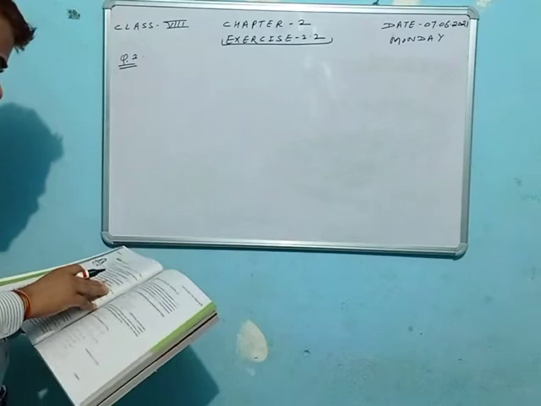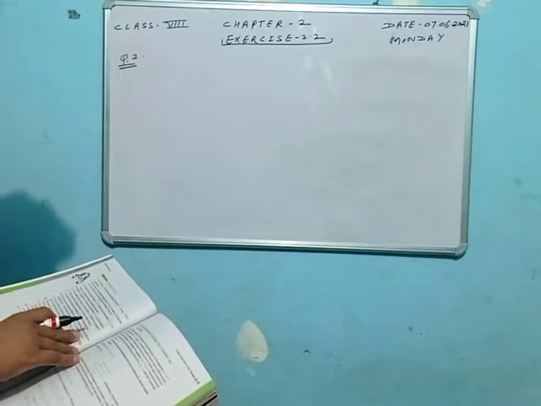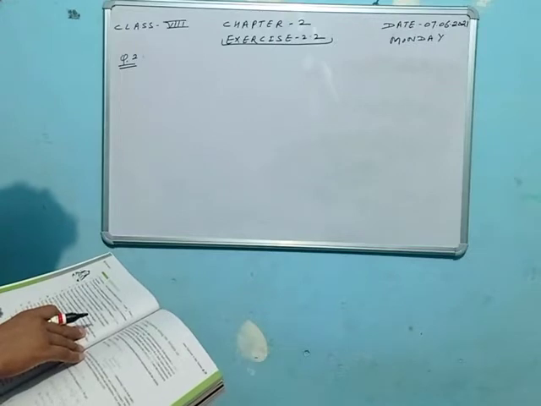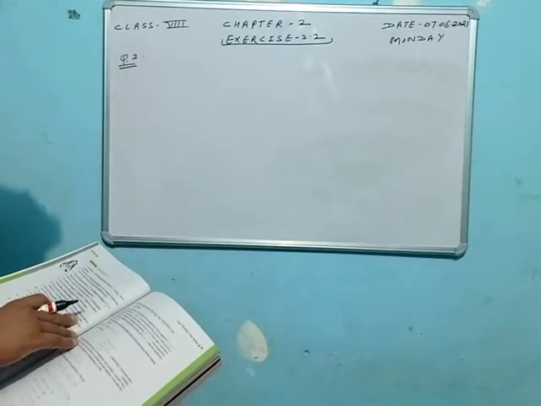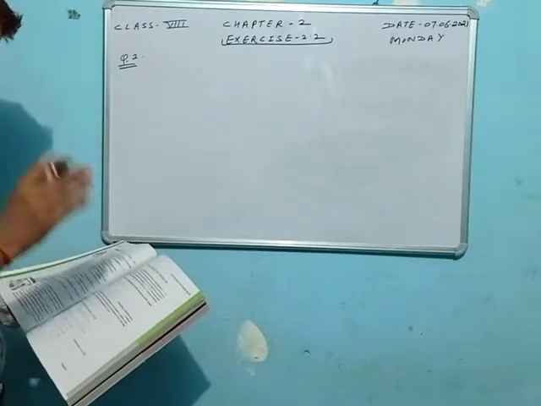Now, the perimeter of the rectangle of a swimming pool is 144 meters. Its length is 2 meters more than twice its breadth. What is the length and breadth of the pool? Students, first of all we will consider the breadth of the rectangular swimming pool B.